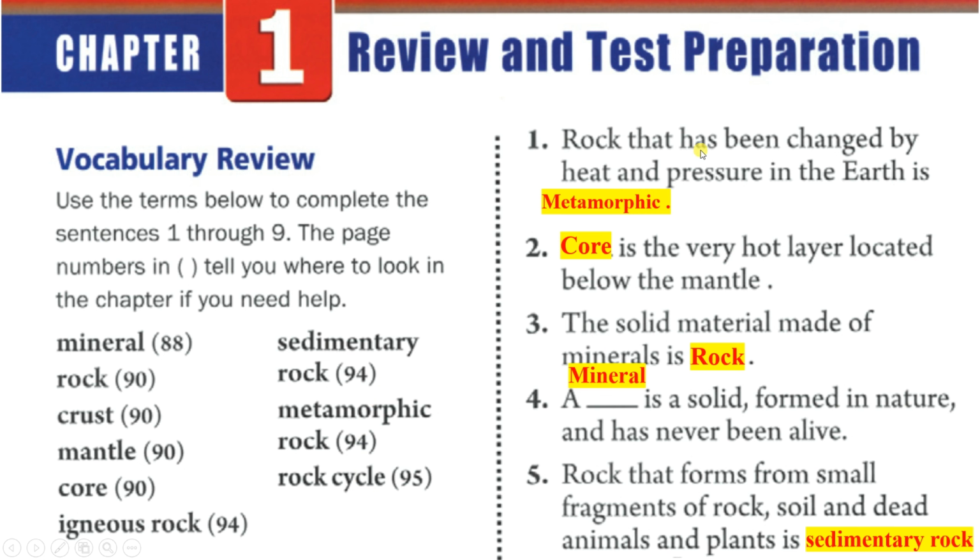1. Rock that has been changed by heat and pressure in the earth is metamorphic rock. 2. Core is the very hot layer located below the mantle. 3. The solid material made of minerals is rock. 4. A mineral is a solid formed in nature and has never been alive. 5. Rock that forms from small fragments of rock, soil, and dead animals and plants is sedimentary rock.